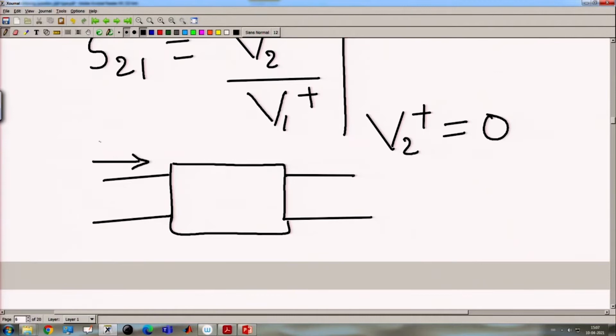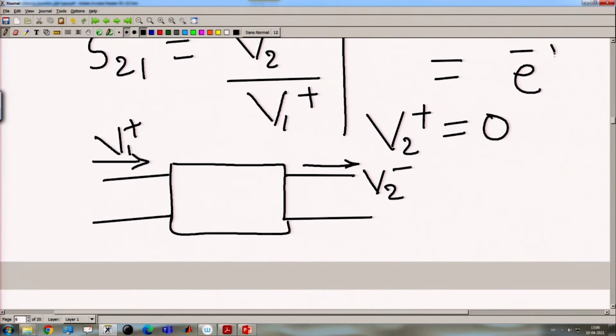V1 plus is here, and V2 minus is leaving from port 2. So S21 is like a transmission coefficient from port 1 to 2, V2 minus, so again this will equal e to the power minus j beta L. So we have S11 equal to S22 equal to 0, and S12 equal to S21 equal to e to the power minus j beta L.